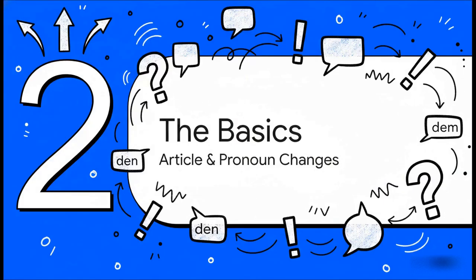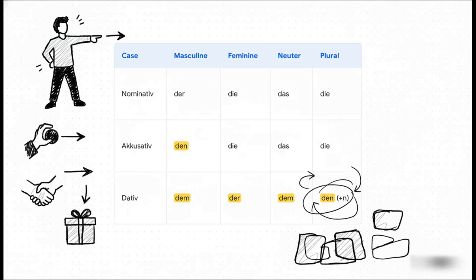Okay, so understanding the roles is step one. Step two is seeing how the words themselves actually change their spelling. And this is where articles, words like the and a, and pronouns come into play. All right, this table is basically your cheat sheet. Now, nominative is for the subject, the person doing the action. But we're focusing on the other two rows. Take a close look at the accusative and dative rows. You'll see some really important changes happening, especially for masculine words and for all plural words in the dative.